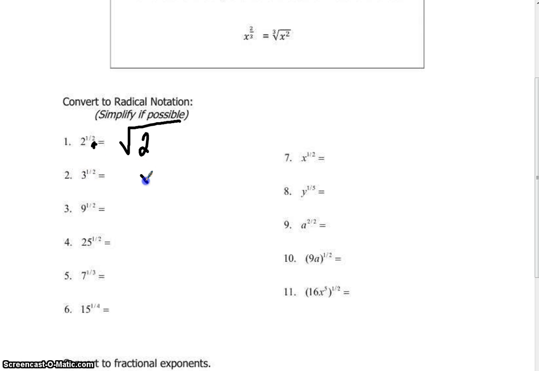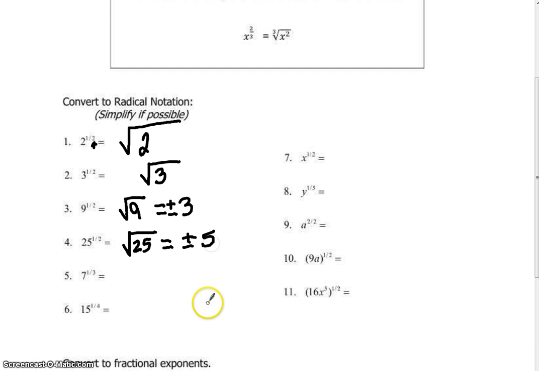So 3 to the 1/2 is the square root of 3, because 2 tells me square root, 1 is an exponent that does not have to be written. 9 to the 1/2 is the square root of 9. Now you need to notice something different about this one. 9 is actually a perfect square. When that happens, it's best to go ahead and reduce it. And so this would just become 3. It actually becomes plus or minus 3. 25 to the 1/2 is like saying the square root of 25. This is also a perfect square, and it becomes plus or minus 5.